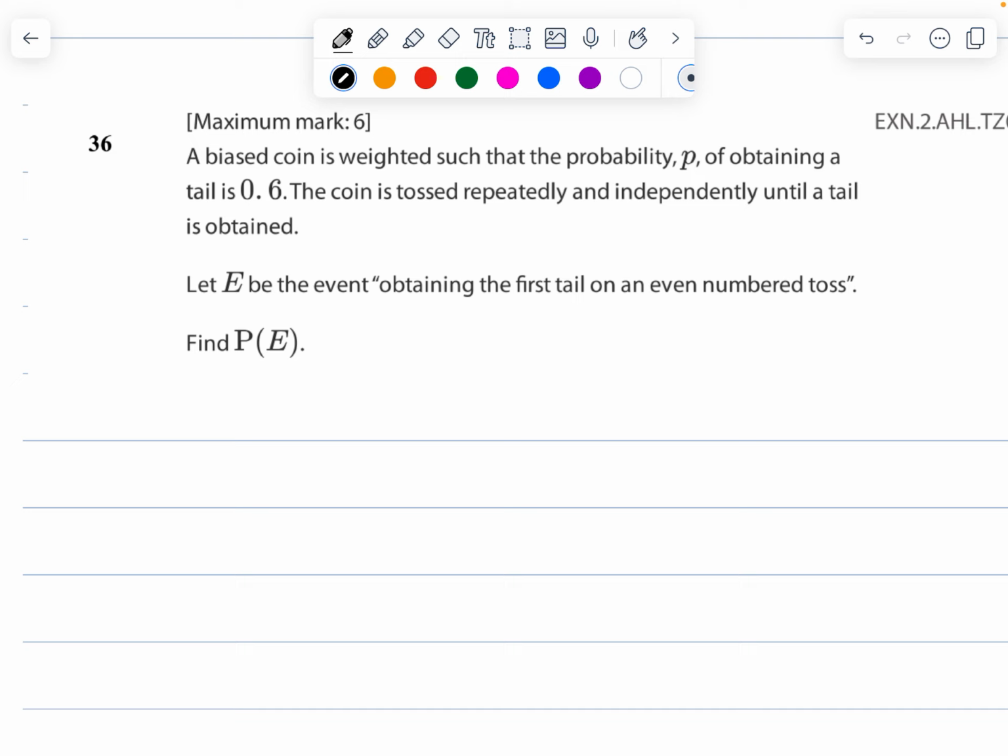So, obtaining the first tail on an even number toss. So, what am I going to do? It can happen on an even toss. So it can happen on the second toss, fourth toss, sixth toss, and so on, the 2nth toss.